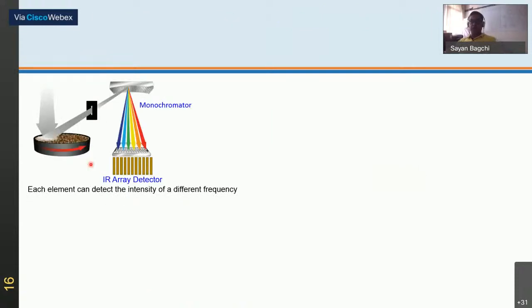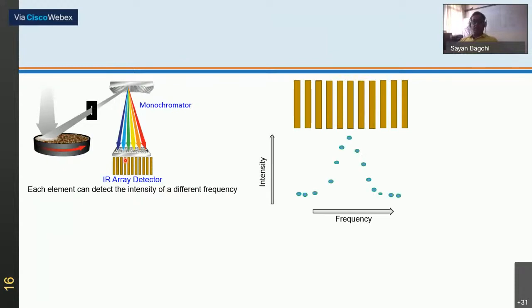So in the monochromator, what happens? The signal is sprayed into different frequency components. And the IR detector is an array detector, which means it consists of multiple strips, and each strip can detect one frequency. We can think of the monochromator as a prism kind of experiment, actually a grating. We know when we pass white light through a prism, it breaks down into component colors. So we have these different colors, or different frequencies. Each of these elements will detect a particular frequency, and not only frequency: if some frequencies absorb more, we'll have more intensity, and if some absorb less, we'll have less intensity.